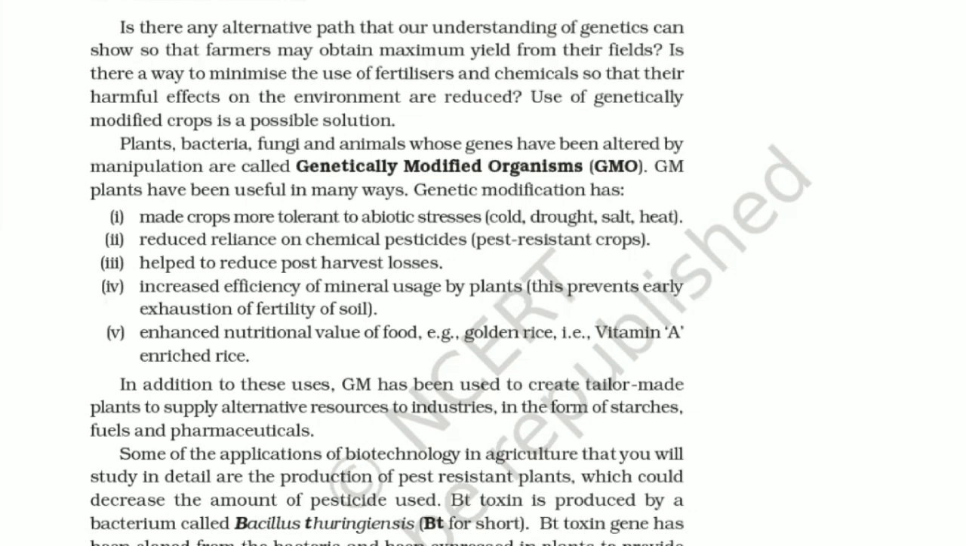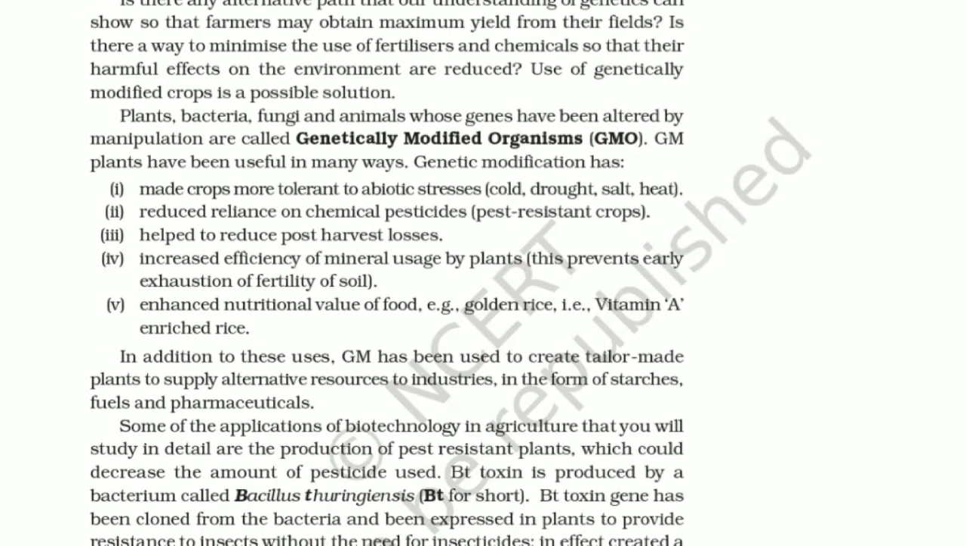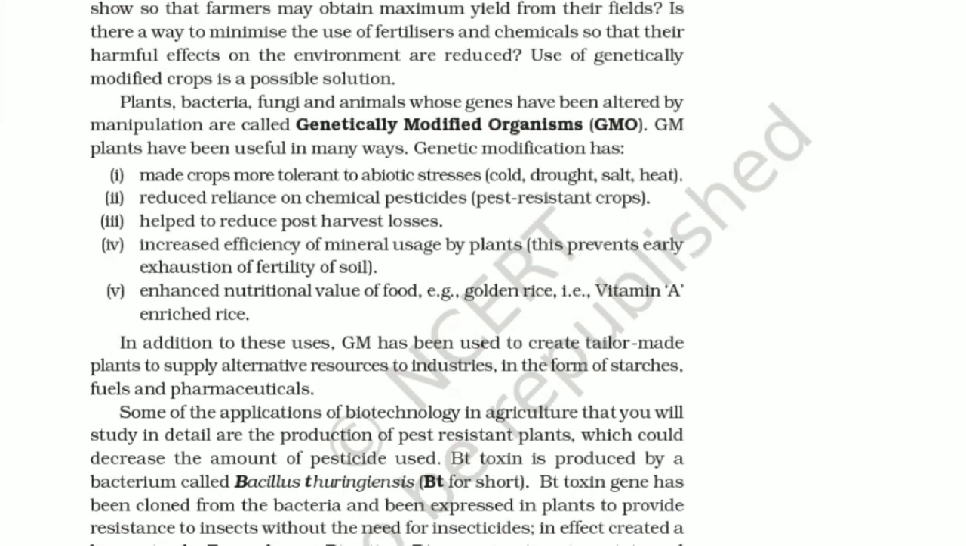Is there any alternative path that our understanding of genetics can show so that farmers may obtain maximum yield from their fields? Is there a way to minimize the use of fertilizers and chemicals so that their harmful effects on the environment are reduced? Use of genetically modified crops is a possible solution. Plants, bacteria, fungi, and animals whose genes have been altered by manipulation are called genetically modified organisms. GM plants have been useful in many ways.